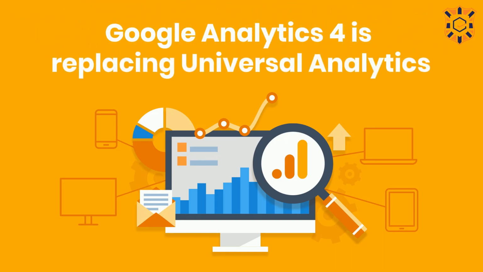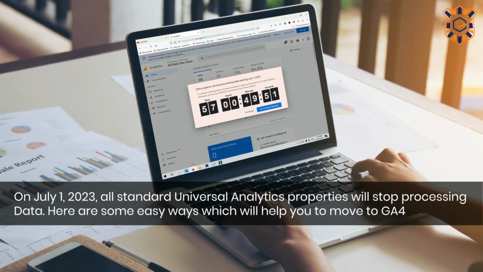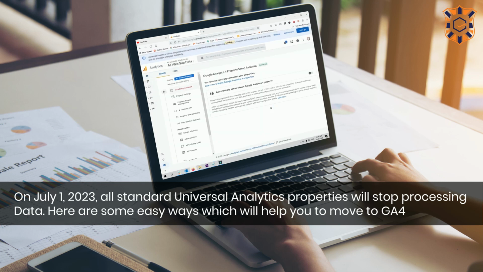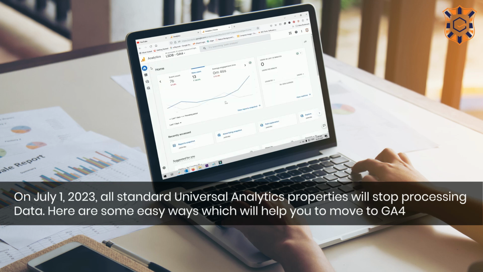Google Analytics 4 is replacing Universal Analytics. On July 1, 2023, all standard Universal Analytics properties will stop processing data. Here are some easy ways, which will help you to move to GA4.